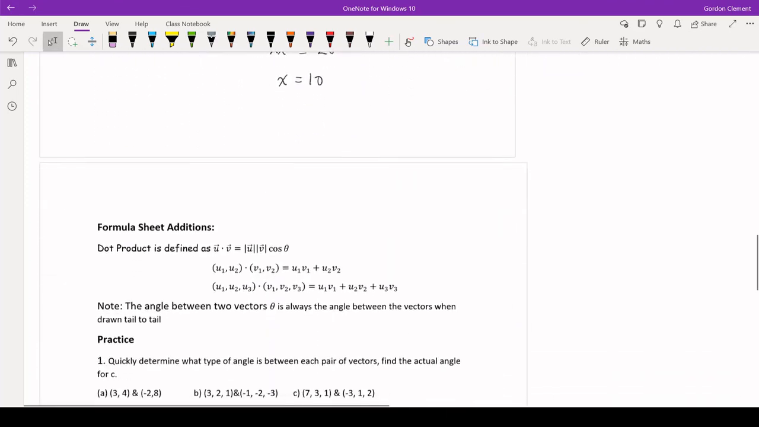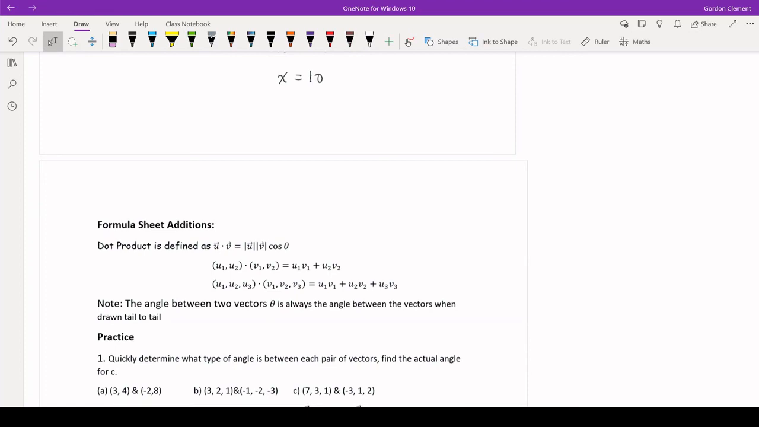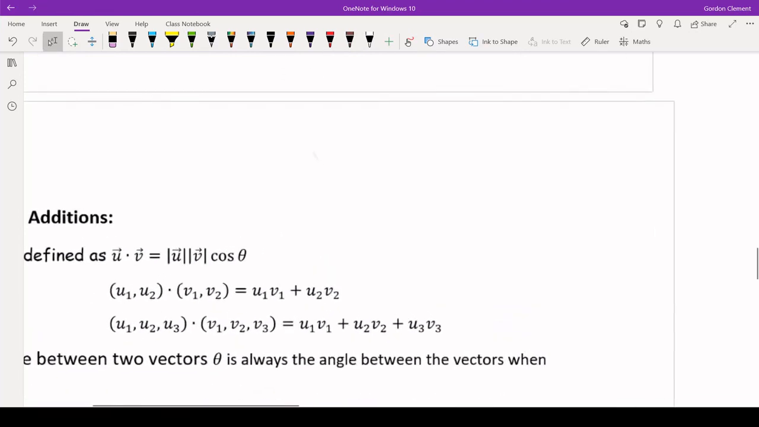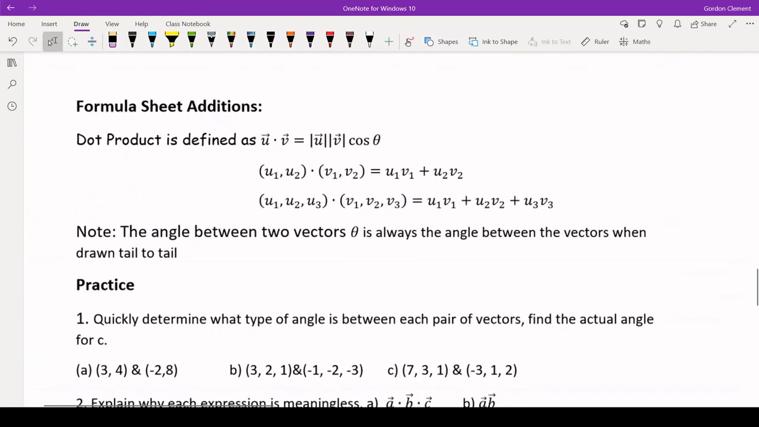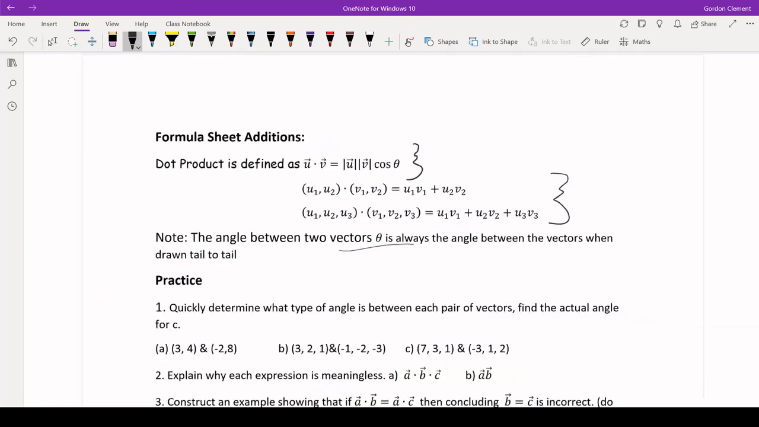Okay, so you've got a formula sheet going, I hope. I want you to add in both the definition formula for dot product and the two versions using the coordinates, one in 2D, one in 3D, and then also put this note that the angle between two vectors is always the tail-to-tail angle, the angle when they're drawn tail-to-tail. And then there's some practice that we can work on in class.